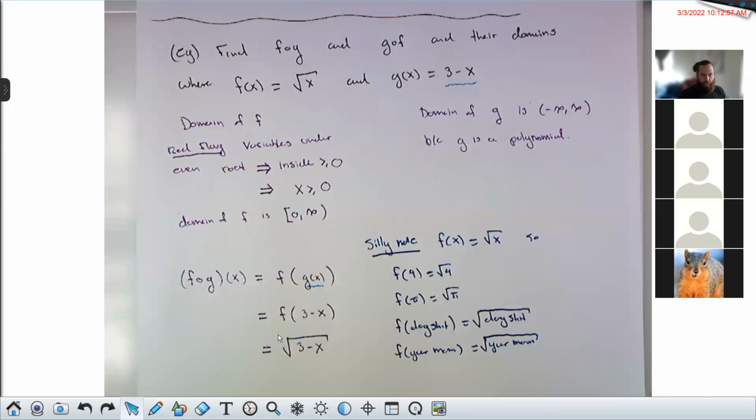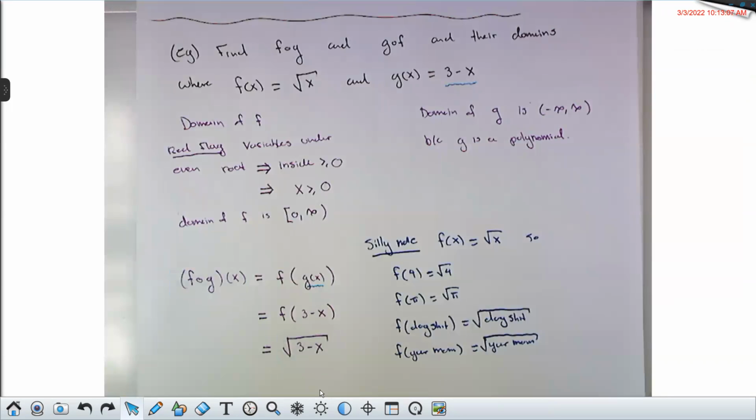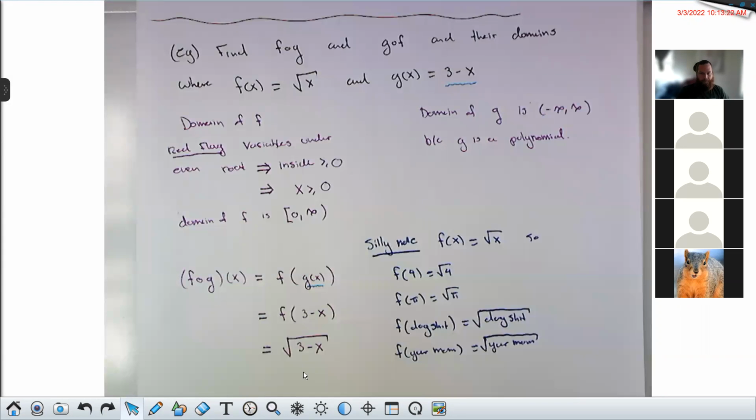Okay, so are we all comfortable at how we arrive at this expression for f of g? Are there any questions about how we arrive at that expression? Doing good?